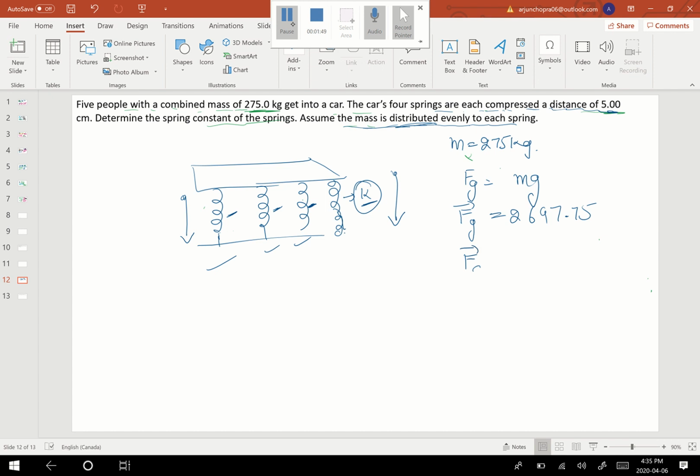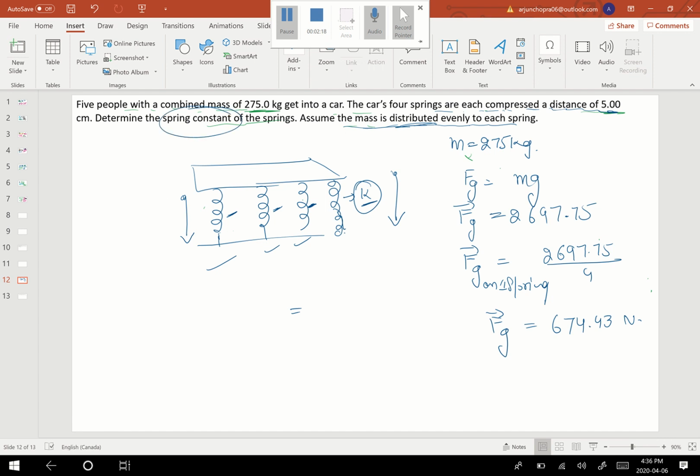So Fg on one spring will be equal to 2697.75 divided by 4, because there are 4 springs. So this value comes out to be Fg equal to 674.43 newtons. With this spring force, I want to find the spring constant. So that is what we need to determine: the spring constant.